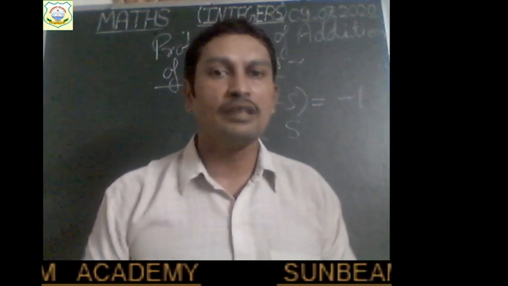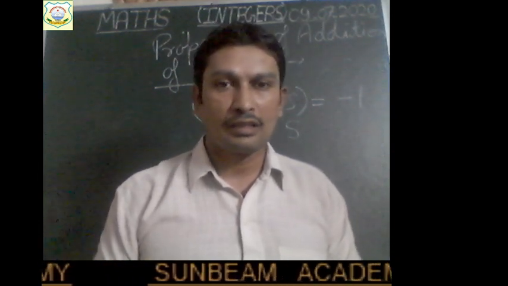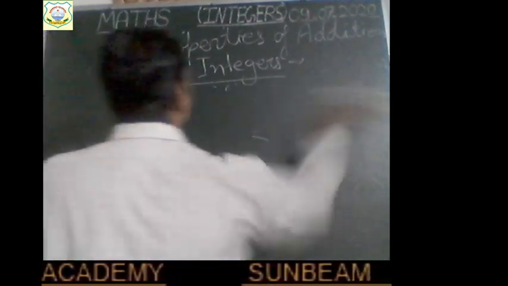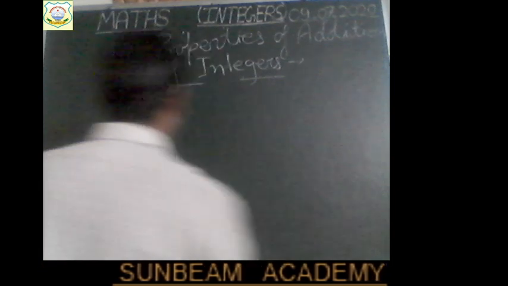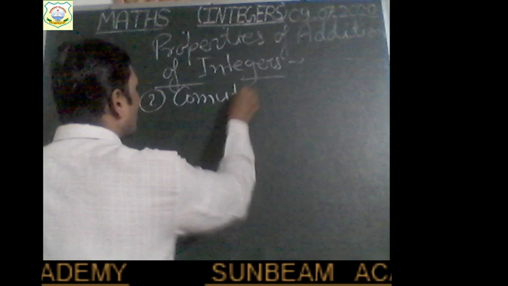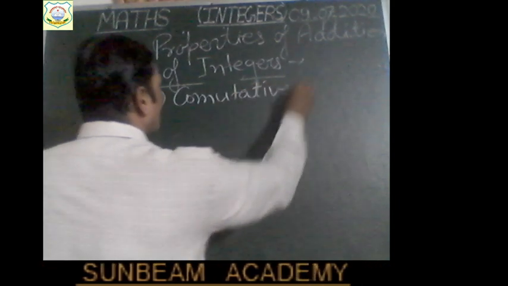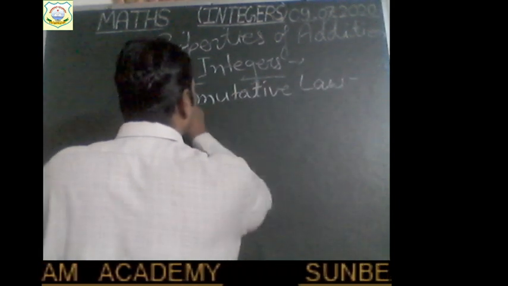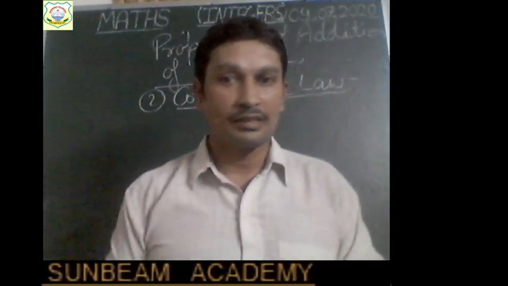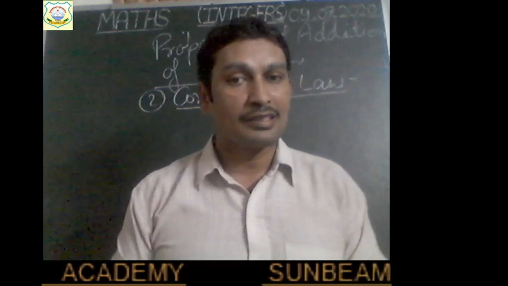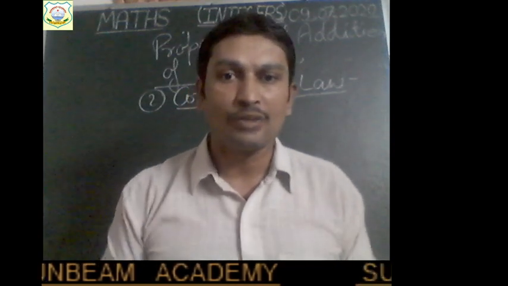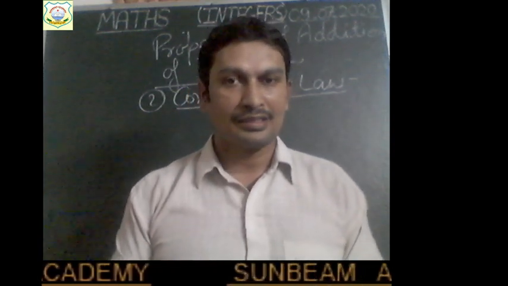So now we will move to the next property, which is the commutative law. Right, children? So the second property, commutative law. Do you remember what the commutative law is? In the last chapter we have discussed it, children. It is the same here also. The commutative law allows us to change the order of two integers. Am I right, children? The same property is applied here.